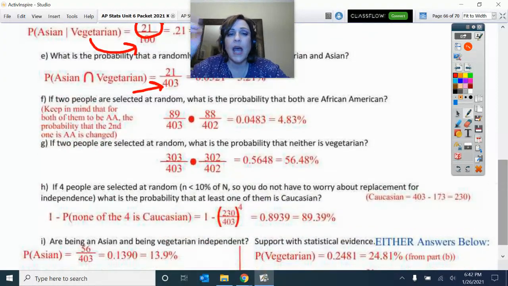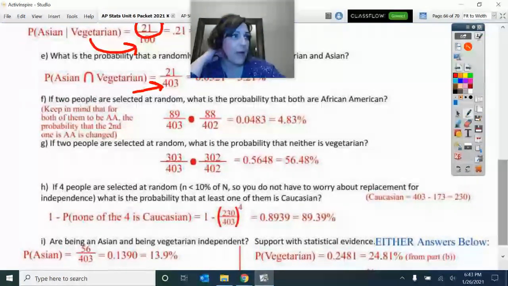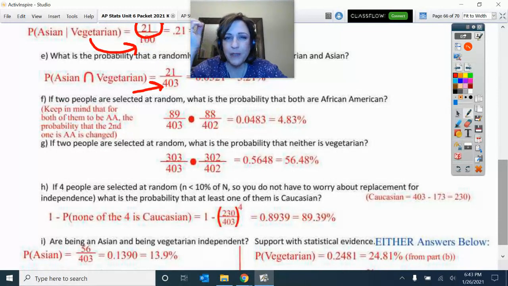Now, on F and G, I was asked, how was I supposed to know that we keep that person out and we need two different people? And I don't know. I don't really think it's that clear here either. But what I've seen on past exams or an AP, they would be a little clearer. Here's an example of how they did that.